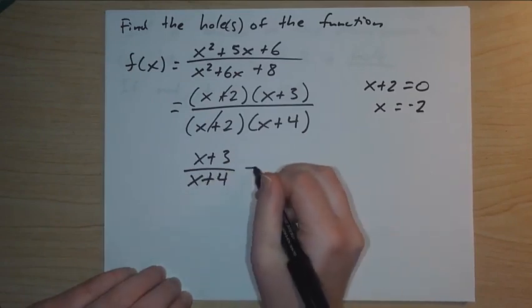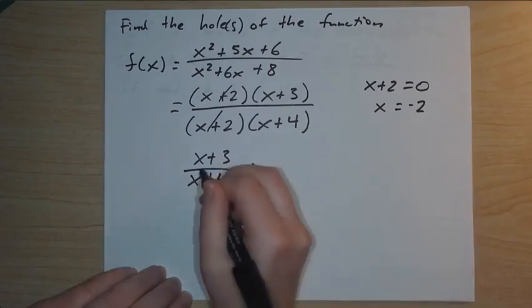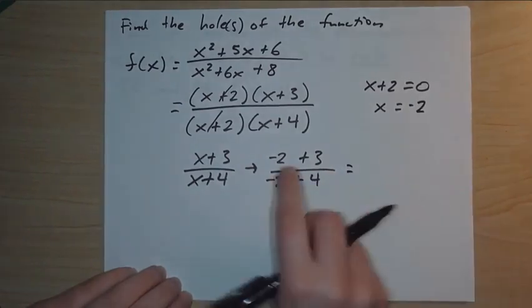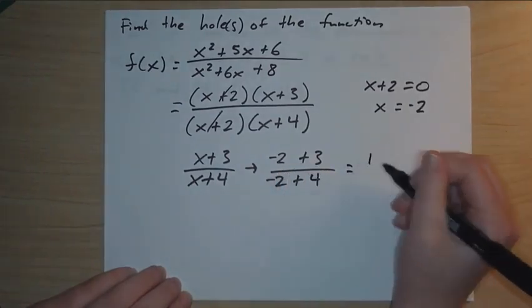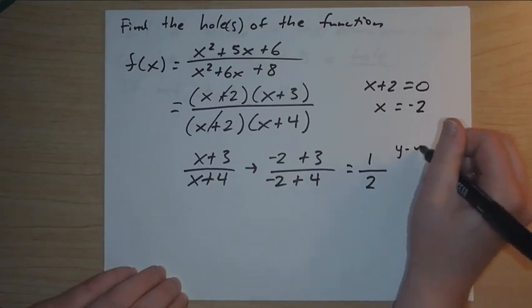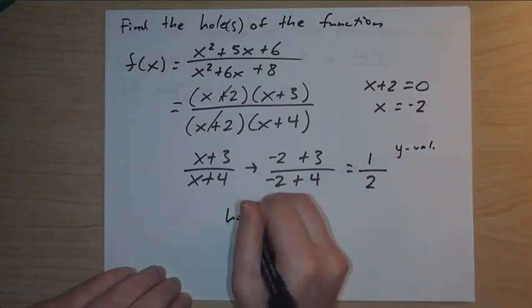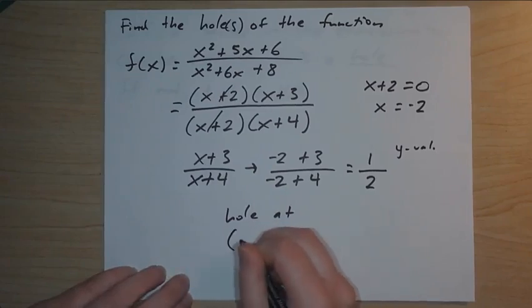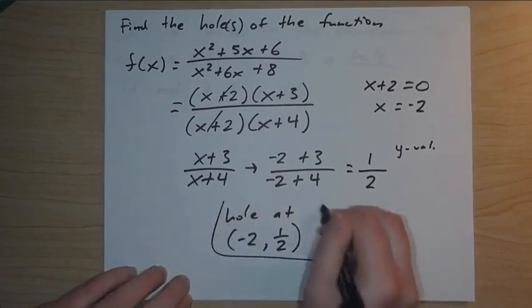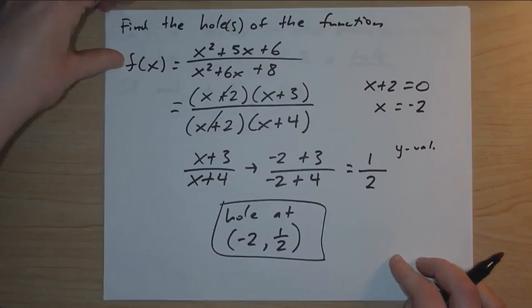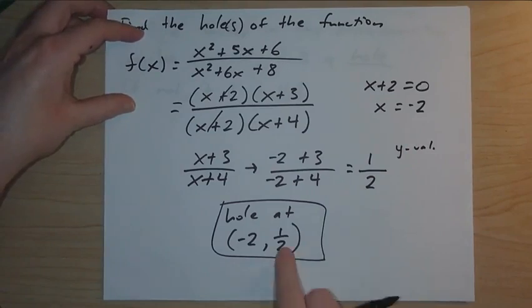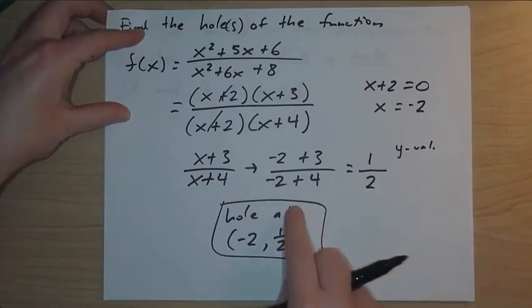So when x is negative 2 and we're putting this in, negative 2 plus 3 over negative 2 plus 4. Negative 2 plus 3 is going to be positive 1. Negative 2 plus 4 is going to be 2. So this is our y value of our hole. So we have a hole at the point negative 2, y value 1/2. So that's how you find a hole algebraically. Sometimes they'll only ask you to find where the x value is. Sometimes they want it as a point, in which case you will need to find the y value, and you'll need to know how to do that.